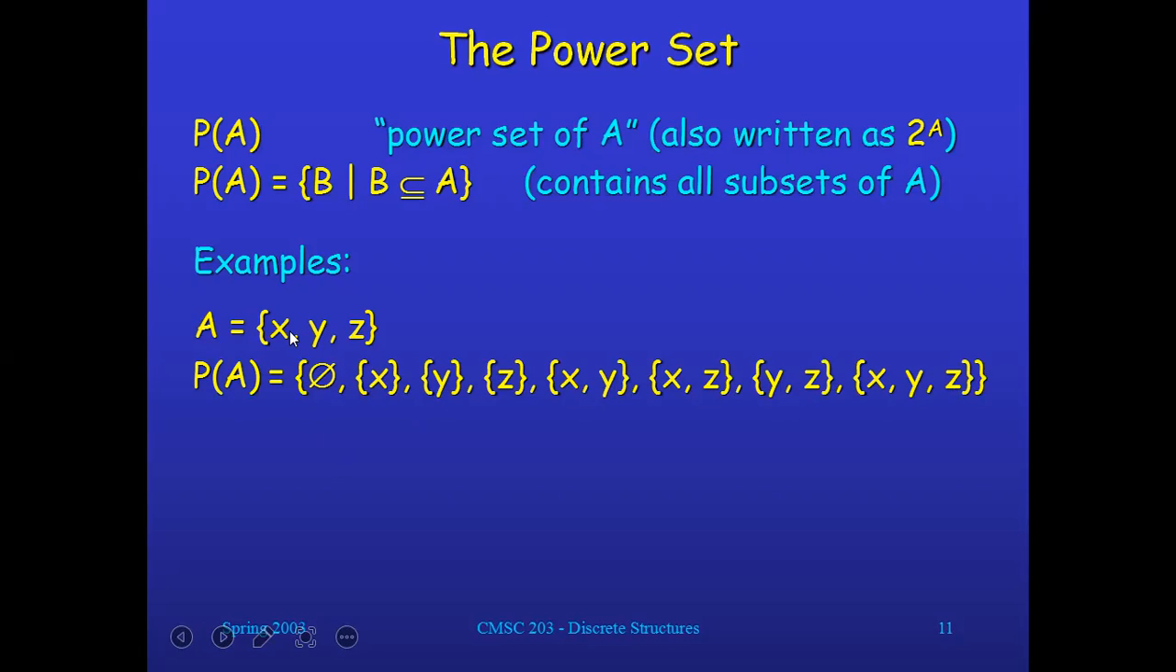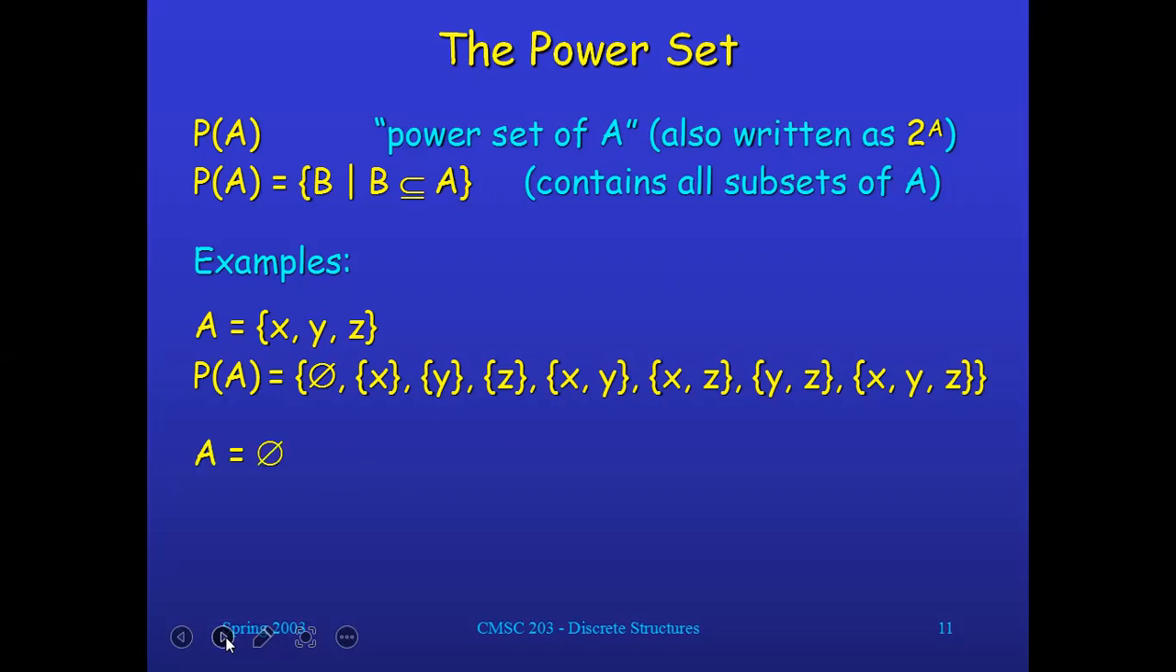So actually, there are only 3 elements. So 2 to the power of the number of elements will be the number of sets in a power set. So 2 cubed equals 8. This is why there are 8 elements. So the power set equals a set of sets.